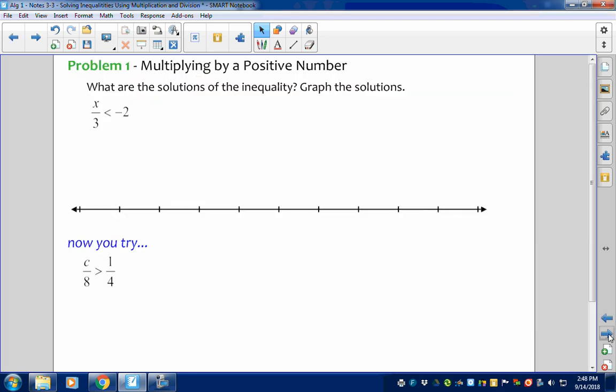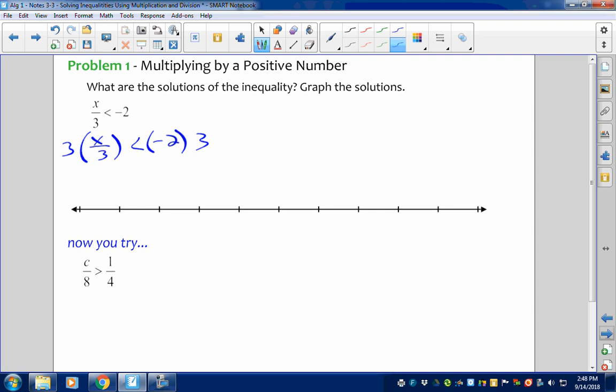Let's look at problem 1. What are the solutions of the inequality? It says graph the solution. So we're going to multiply each side here by 3. Notice there's a negative on the right hand side, but we're multiplying by a positive right here. So we do not change the direction of the inequality. The 3's cancel out to equal 1. X is less than -6.